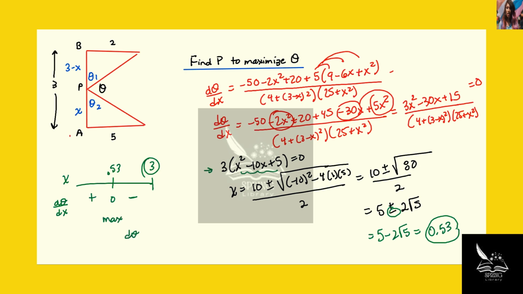I do have a max because d theta dx goes from plus to minus at x equals 0.53, which is a critical point. So that is where we can place our p. So p from A should be 0.53. And that's the distance that will maximize our theta. So anyway, that was pretty cool. Good to know. Hopefully that helped. Have a wonderful day.